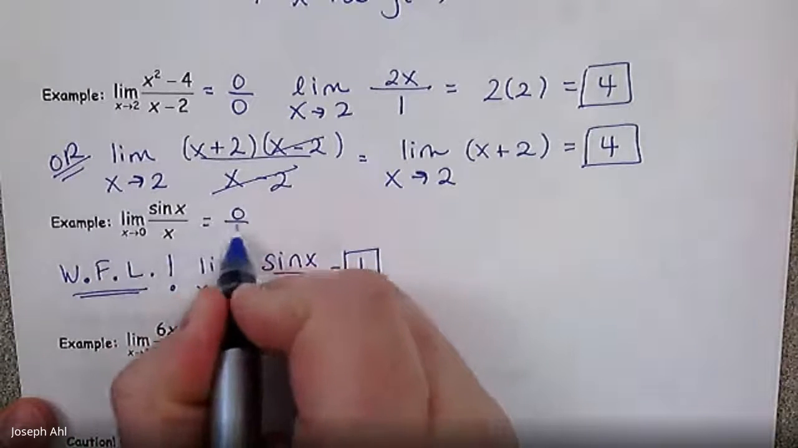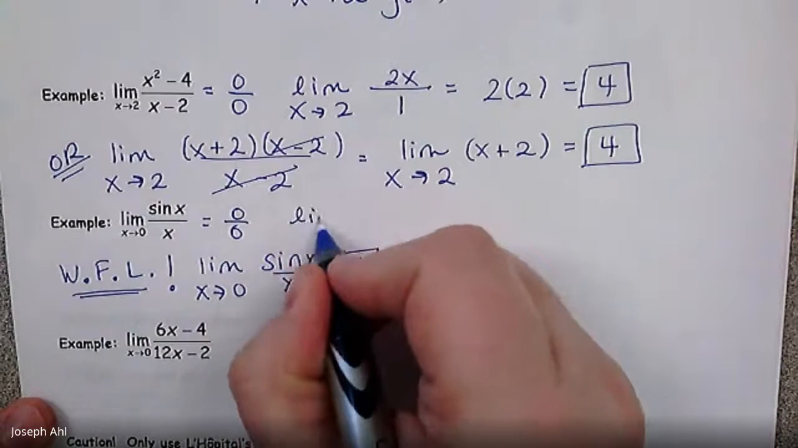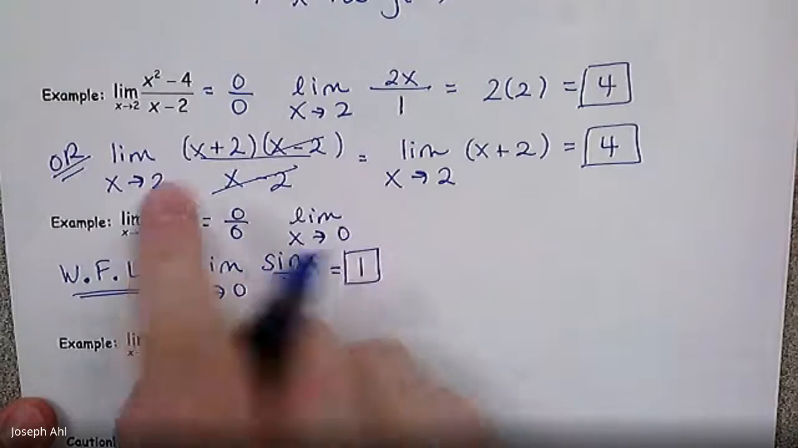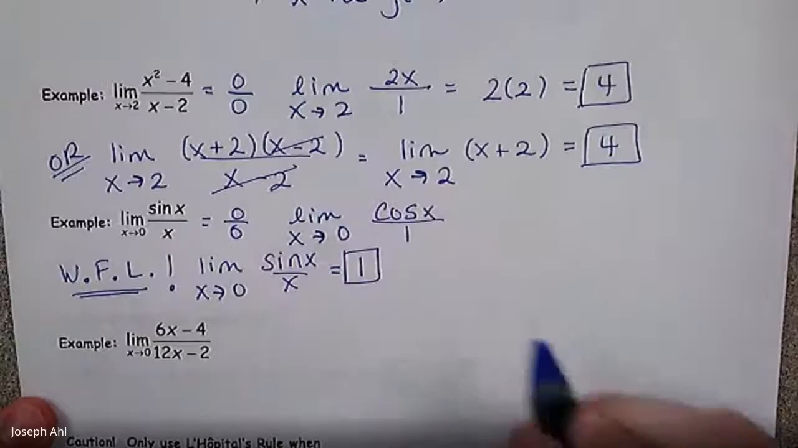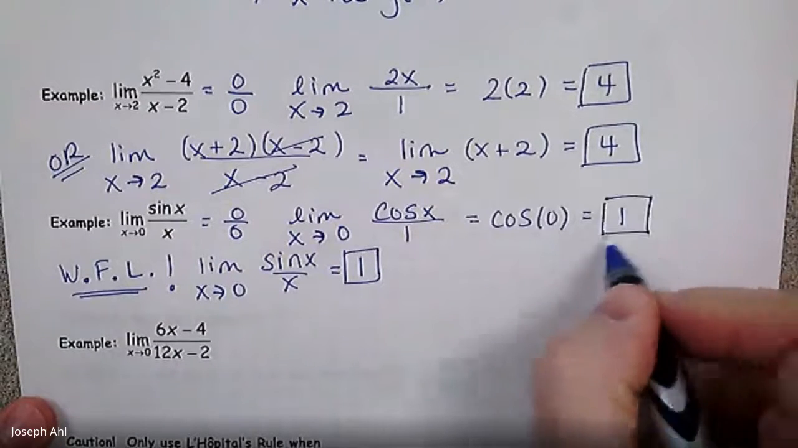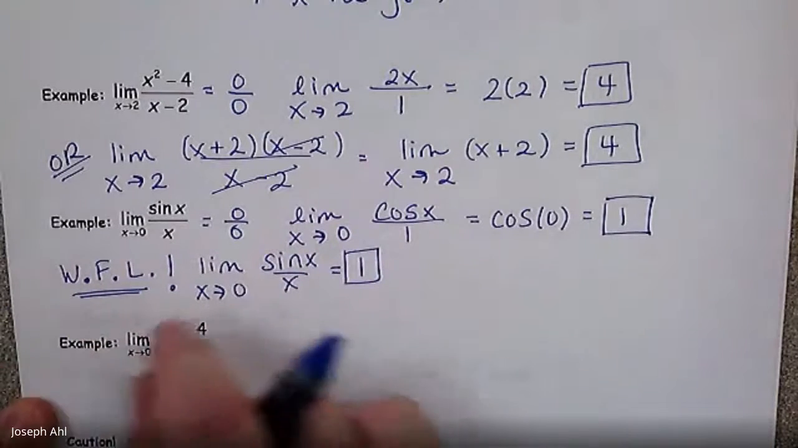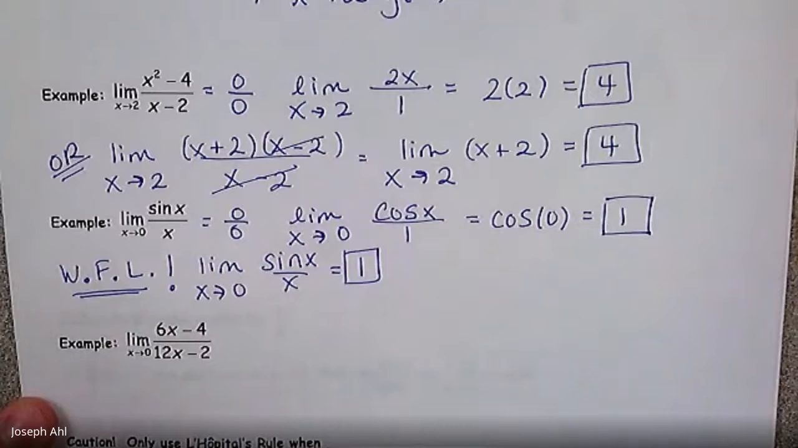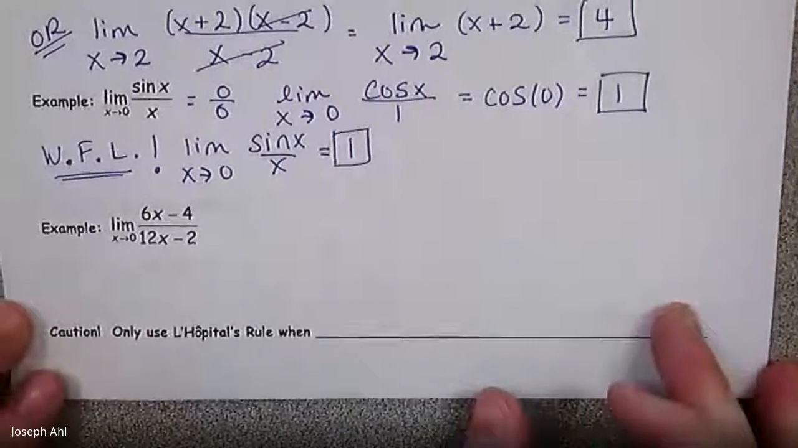Well, this is a 0 over 0 case, right? So if I apply L'Hopital's rule, it would be the limit as x goes to 0 of the derivative of the top, which is cosine x, over the derivative of the bottom, which is 1, and hey, cosine of 0 is 1. Boy, if only we knew L'Hopital's in the very beginning, that would have made this limit so much easier. But we really needed to build towards L'Hopital's rule. We couldn't introduce it that early on and just use it without knowing the process behind it.